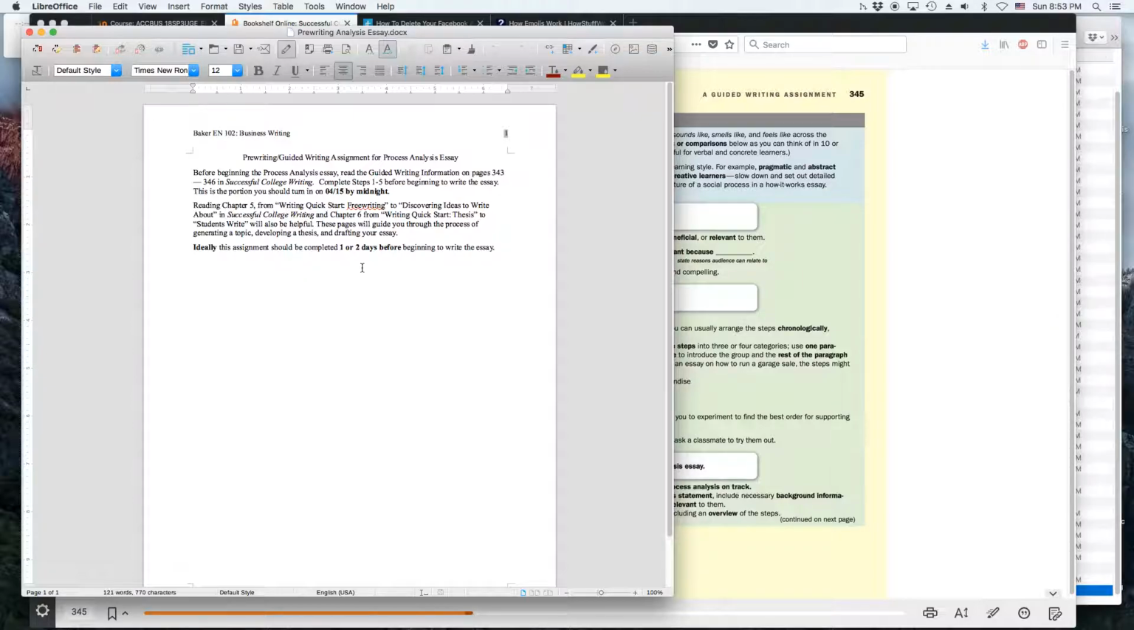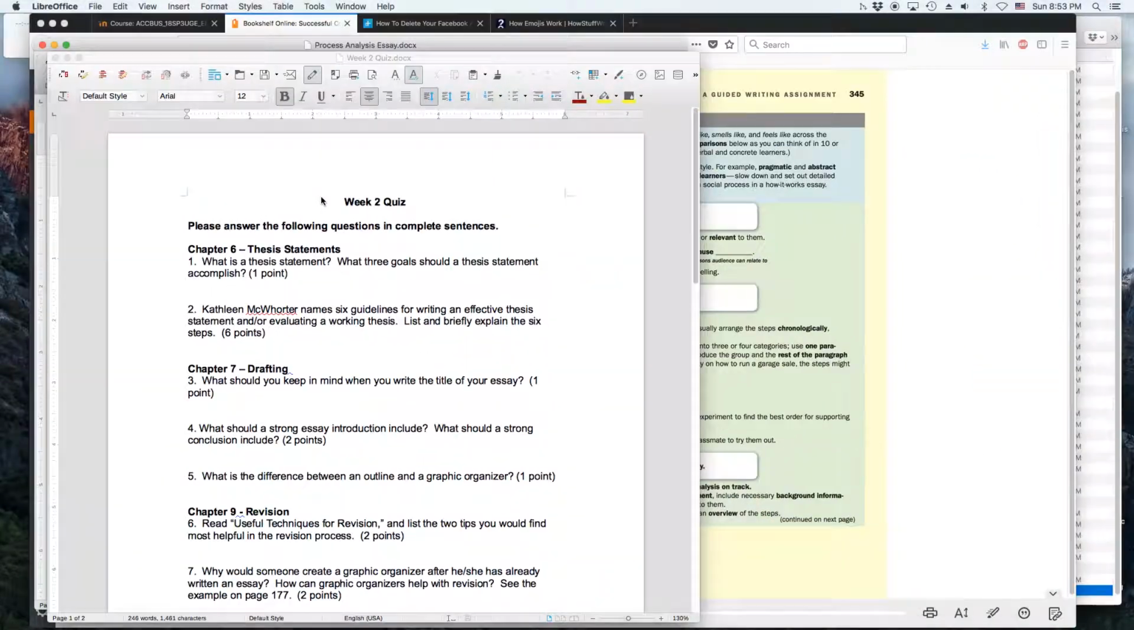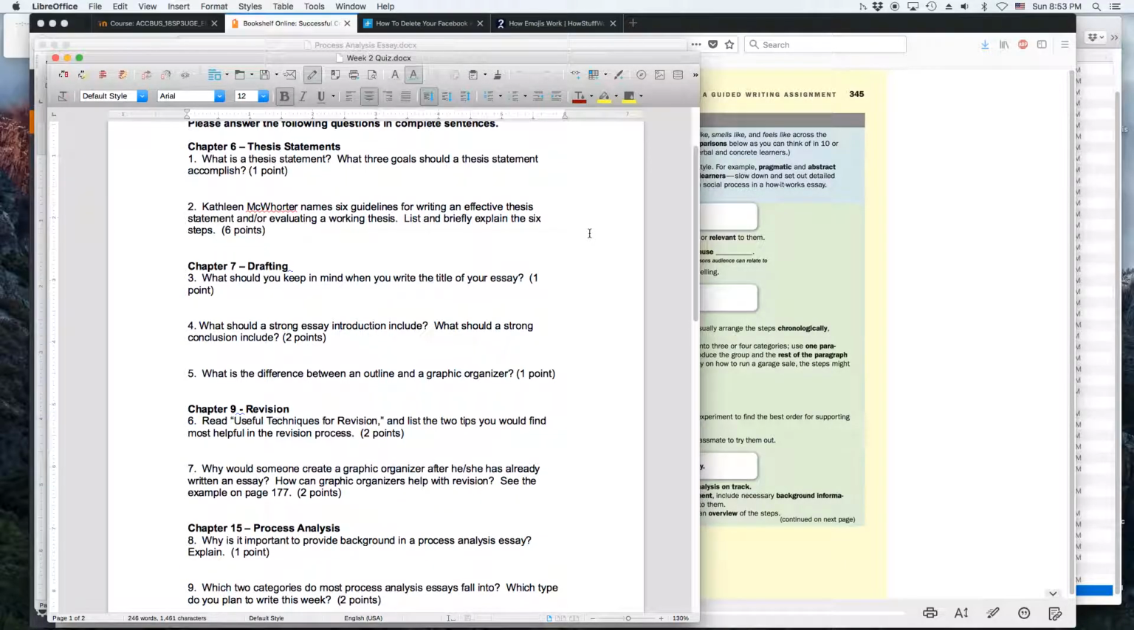You should try to do this a couple of days before the essay is finished, even though you're going to be handing it in next Sunday along with the essay. So there is that. There's also a practice quiz, which helps show that you've done the readings.